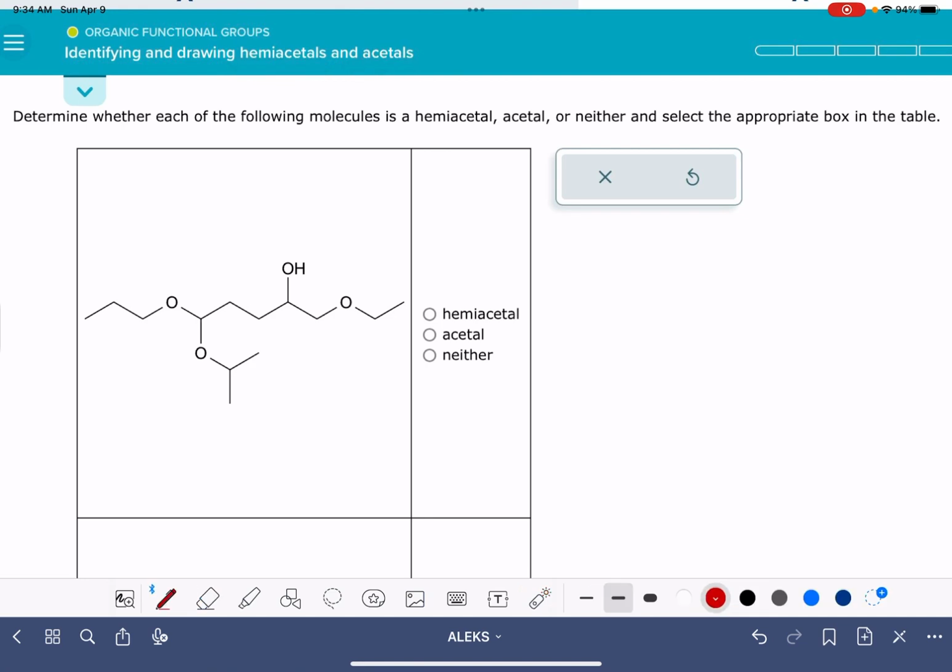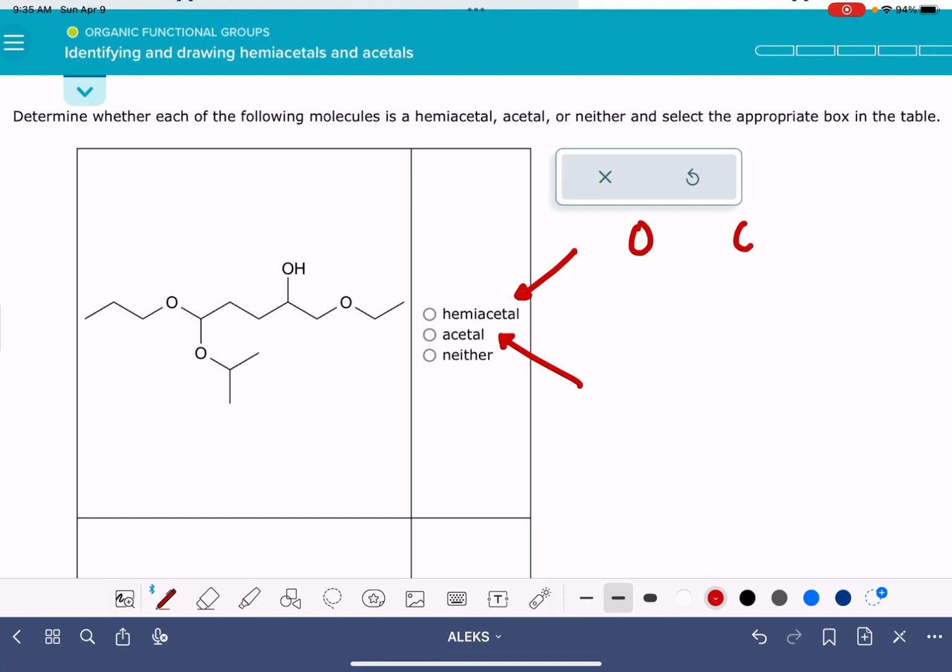For example, it might tell you how many carbon atoms the molecule needed to have. Say that it needs to be an acetal, something along those lines. So what I'm going to do is just focus on the difference between these two functional groups, the acetal versus the hemiacetal. I'm going to start by talking about what they have in common.